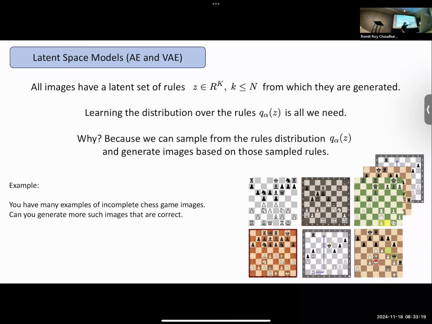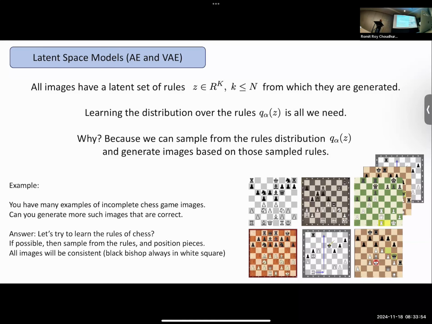If you can look at these pictures and learn the rules, then if I ask you to generate a new picture, you can say, let me sample the bishop, sample the rook, sample the pawns, put them together, and the picture will get generated. Right? So these are called latent variable models, because to learn the picture, you're actually learning some latent rule underneath it and generating new pictures from that rule, as opposed to trying to understand the pattern in these pictures. Okay. Good. So this is basically learning the rules of chess.